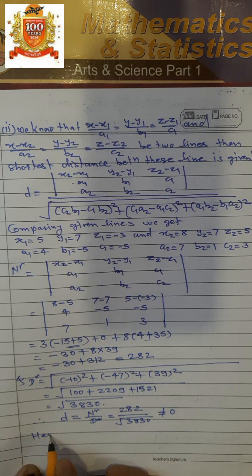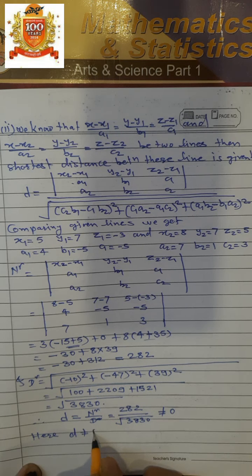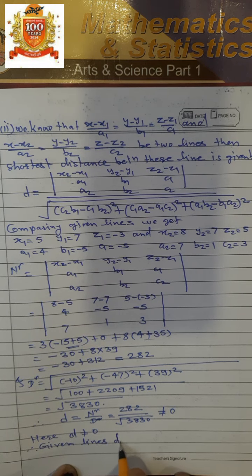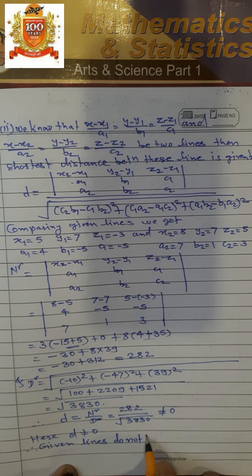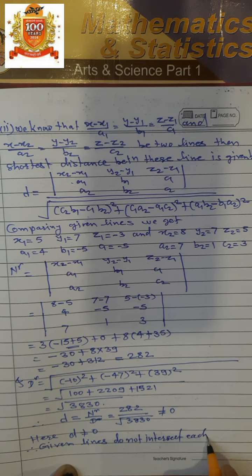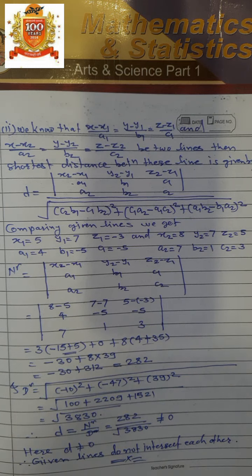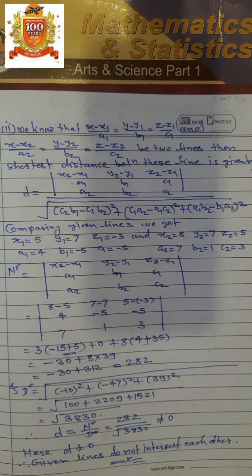Here D is not equal to 0. Therefore given lines do not intersect each other. In this way we complete the part of the line chapter. Now the last part remaining is plane. We are going to see it in the coming video.